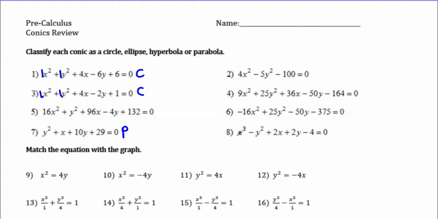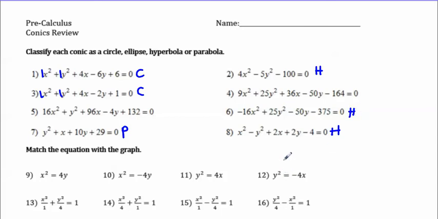This one looks like they are almost the same, except that I have one that's positive and I have one that's negative, so that would make this one actually a hyperbola. So let's go through and find the rest of the hyperbolas. You're looking for an x squared term or a y squared term that's positive, and then the other one is negative. So positive, positive, positive, negative.